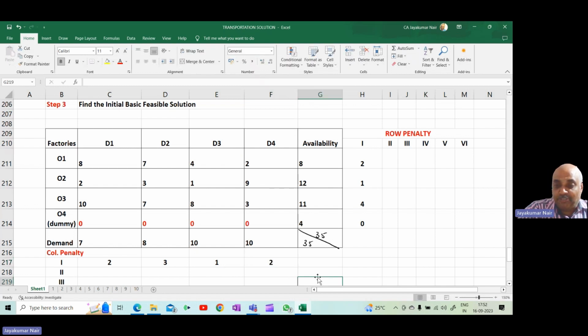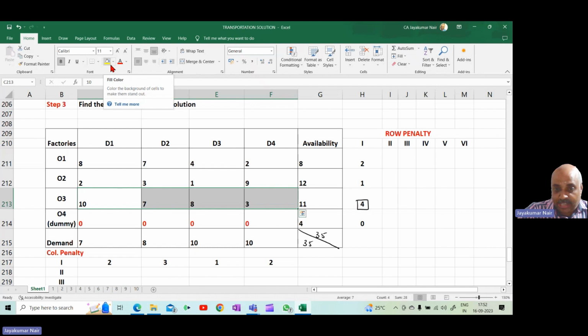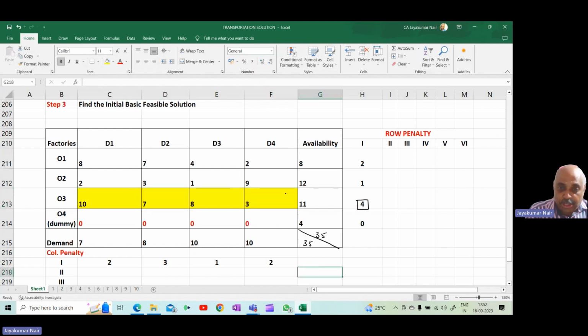So here you have to choose the highest penalty cost. The highest penalty cost is 4. So that means you have to choose this particular row. In this particular row, which is the least cost cell? You have to see. The least cost cell is 3. So here you will make the allocation. How many units you will allocate? Demand or availability, whichever is lower, 10 or 11, whichever is lower. I allocate 10, so this will become 0. The availability will get reduced to 1.